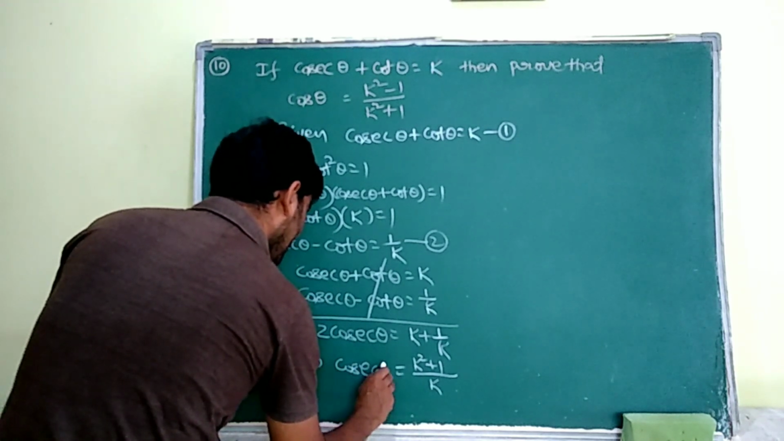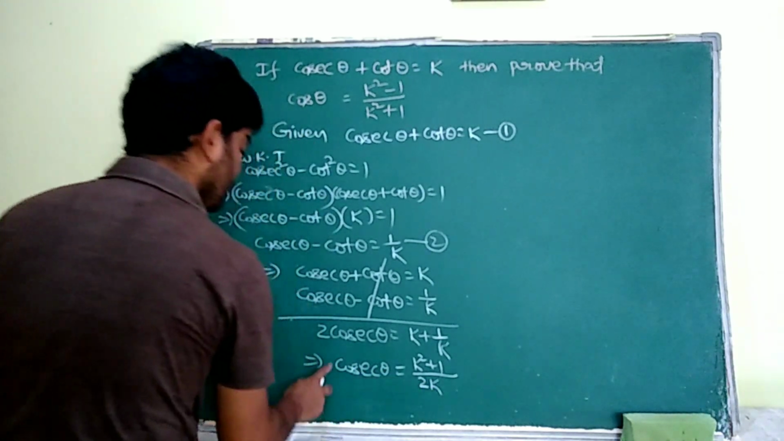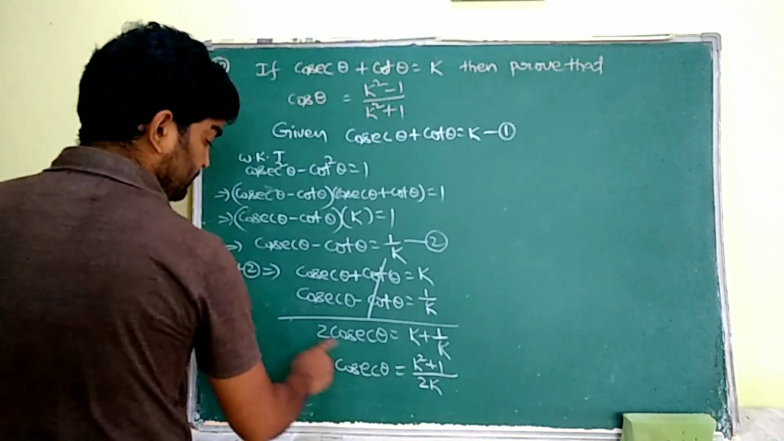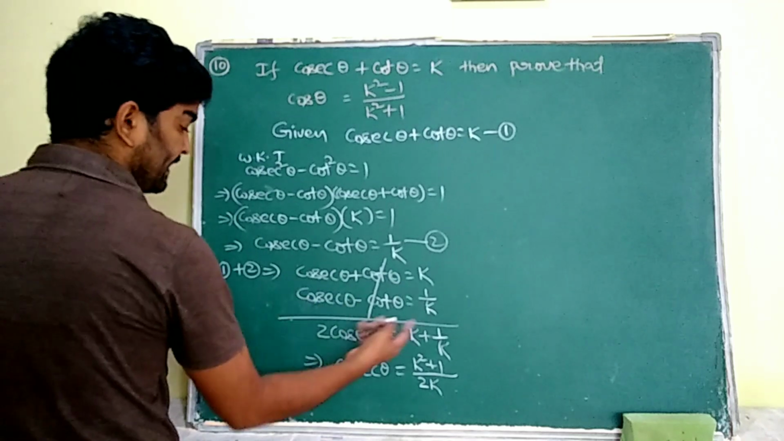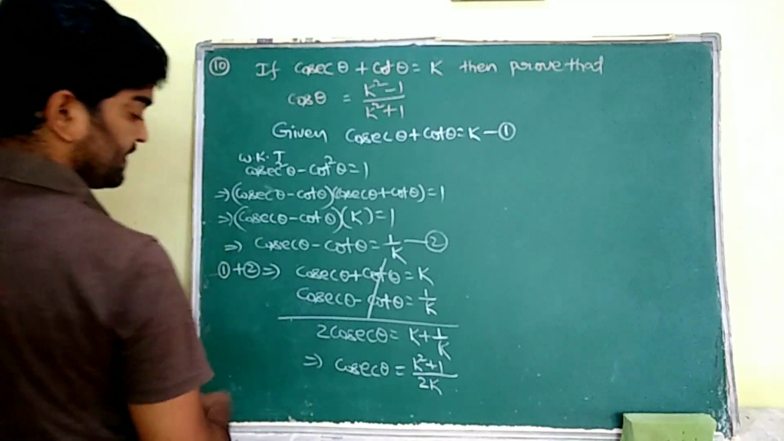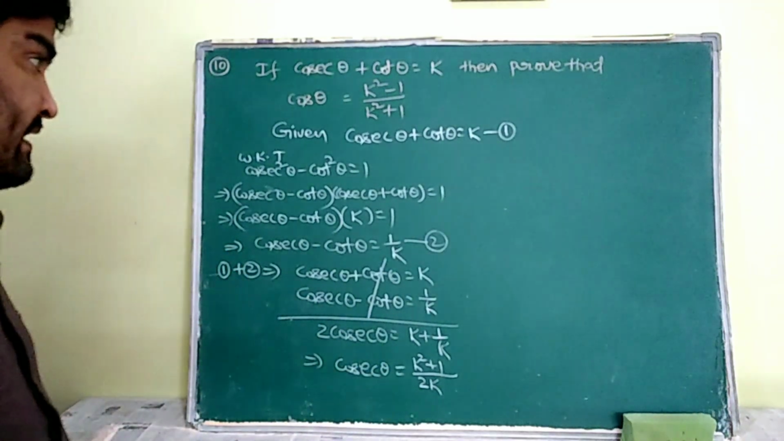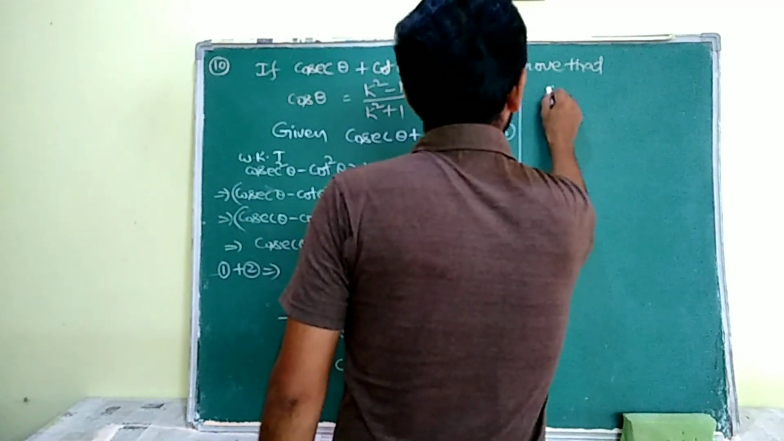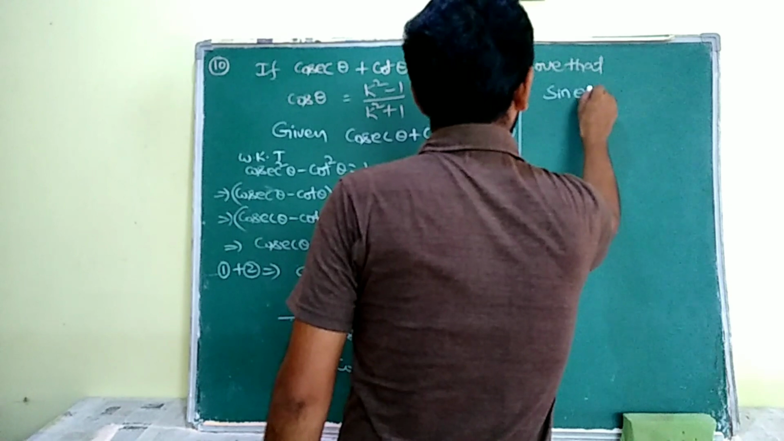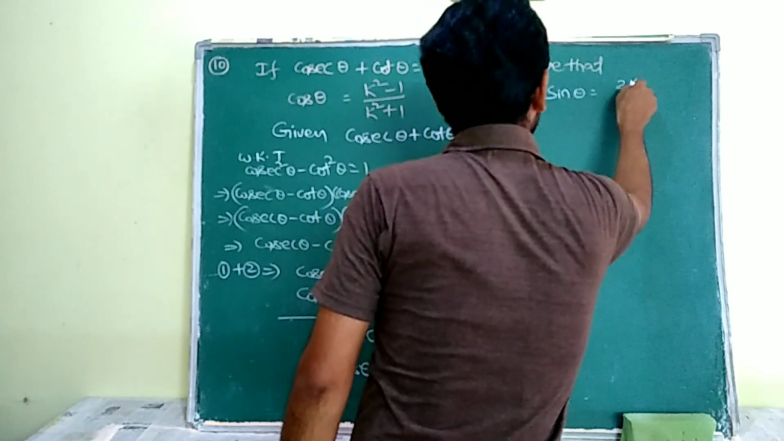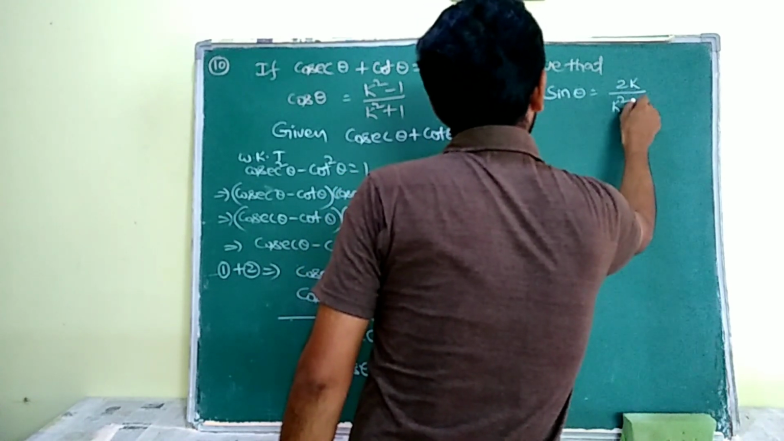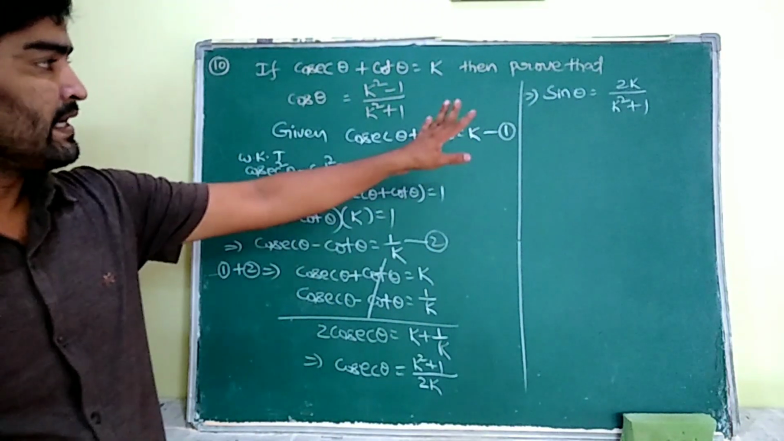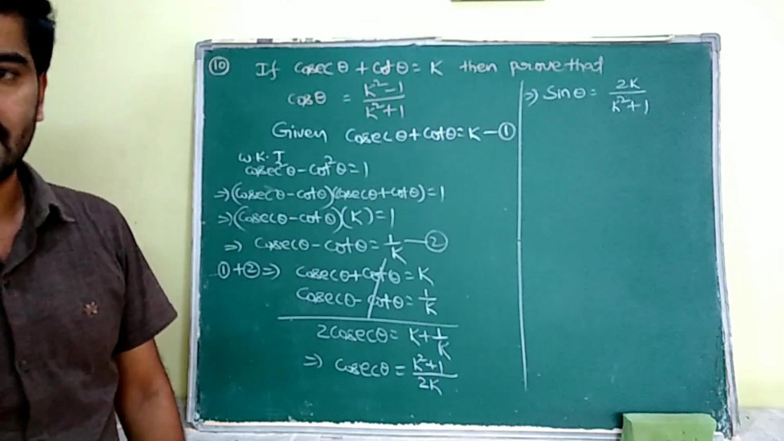This is cosecant theta. If I am going to calculate cosecant theta, then I have to transfer this 2 to that side. By shifting this 2 to the right hand side, it goes and divides the denominator. So this is cosecant theta. By this I am going to write sin theta. Sin theta means the reciprocal of the cosecant, that is 2k by k square plus 1. So we obtained sin theta clearly.